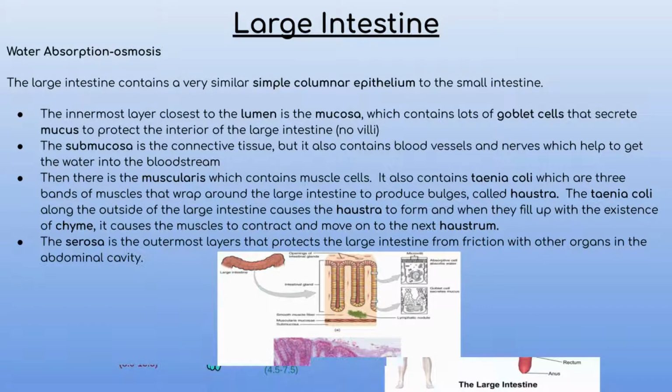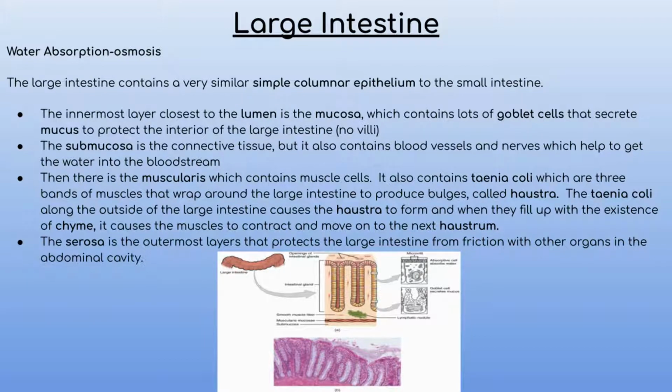Now, for the water to be absorbed in the large intestine, it has to go through layers of the large intestine. The large intestine has a very similar simple columnar epithelium to the small intestine. Again, the innermost layer is the mucosa, which contains goblet cells that secrete mucus to protect the inside of the large intestine. Then there is the submucosa, which is the connective tissue. Next, we have the muscularis, which contains the muscle cells. It has 3 bands of muscles called taenia coli, which wrap around the large intestine and make haustra. When the nerves send their signals from the submucosa, the taenia coli cause the haustra to contract from the presence of chyme, causing the muscles to contract and move on to the next haustrum. Finally, the serosa is the outermost layer that helps to protect the large intestine from the outside by preventing friction.